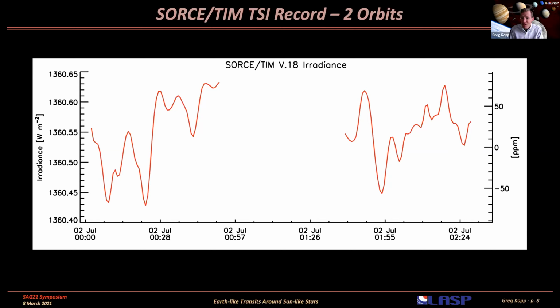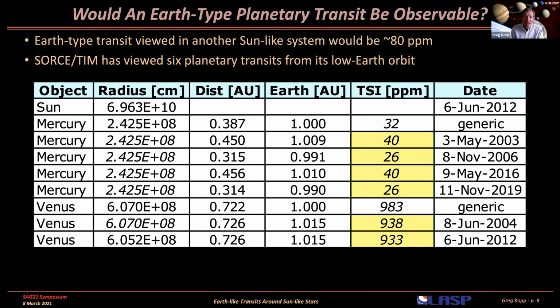And these are some studies, not these data, but studies I did prior to the launch of Kepler, wondering how feasible this would be. The spacecraft I'm looking at data from here have actually seen several transits, 4 from Mercury and 2 from Venus. Shown in yellow are the expected decreases that you would see from those transits.